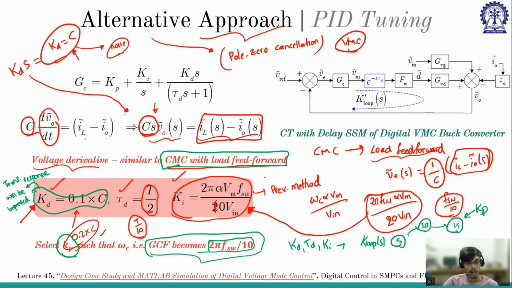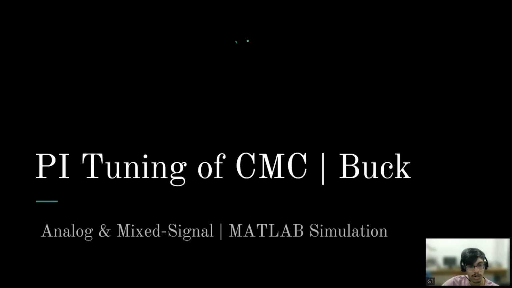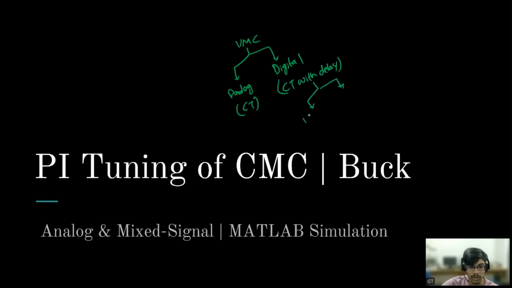So this is all about voltage mode control. In voltage mode control, we have discussed two things: one is the analog with continuous time model, and the other is digital with continuous time with delay model. In this PID controller activity, again, we have discussed two things: one is pole zero cancellation, and the other is something called the alternate method. In the alternate method, we have chosen gains in such a way that the derivative term will act as if it is load feed forward in current mode control.